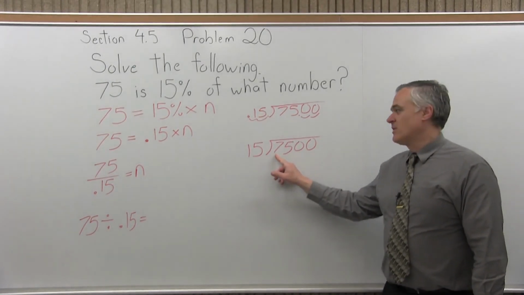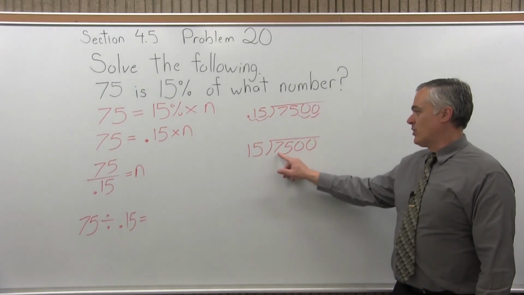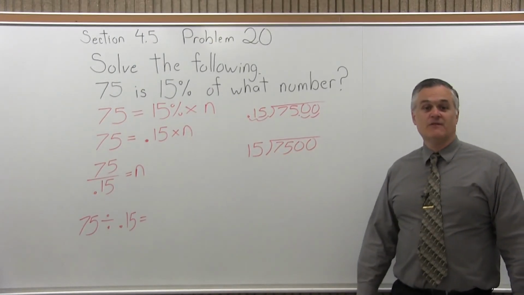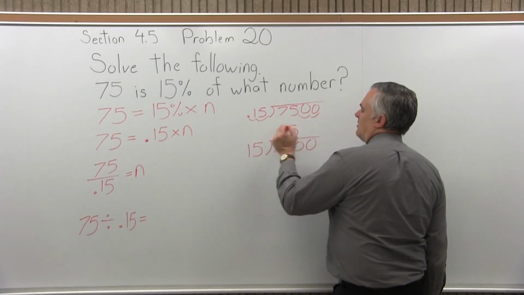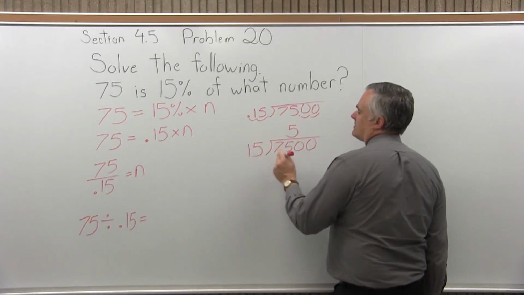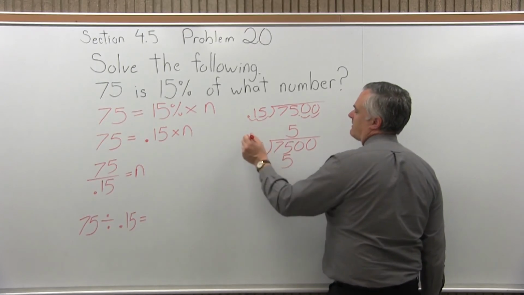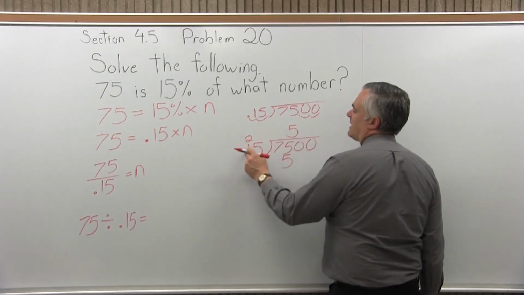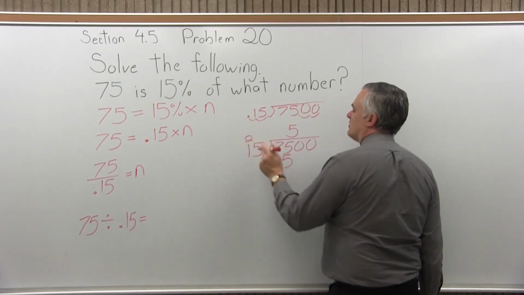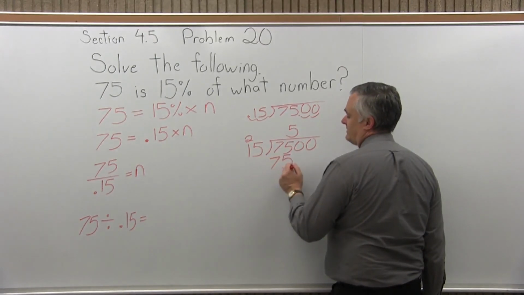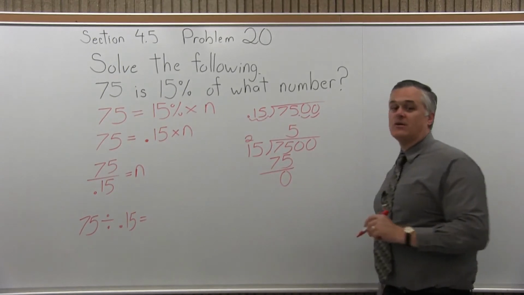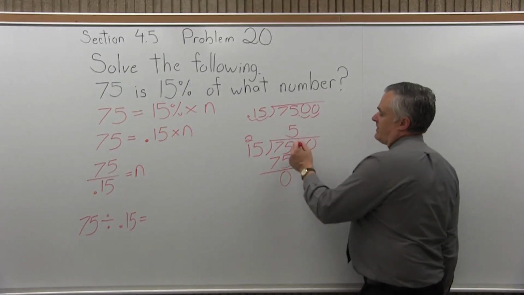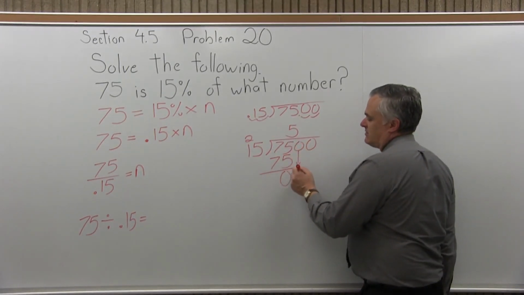Now to do the division, 15 divides into 7. 7's not big enough. It won't go. So now you try to go over one more. 15 divides into 75. That will go in evenly, actually. So put in a 5. 5 times 5 is 25. Write the 5, carry the 2. 5 times 1 is 5, plus 2 more that you carried is 7. I have 75. 75 minus 75 is 0. Goes in evenly. Bring down the next digit, which is a 0.